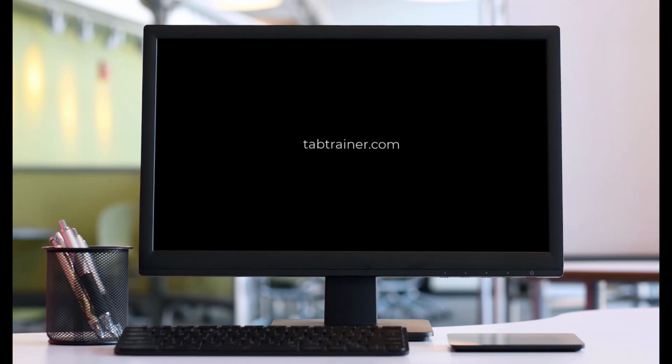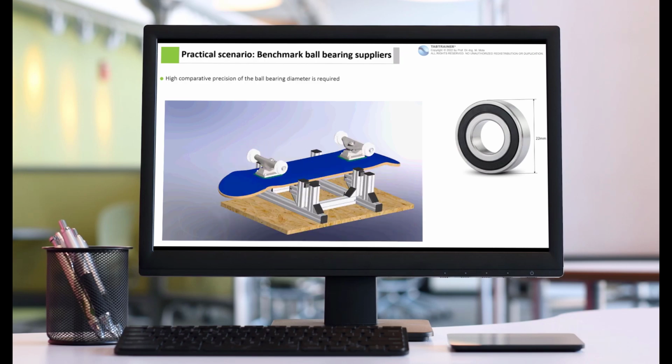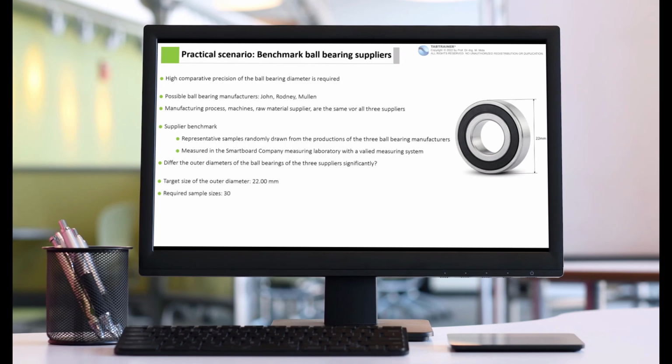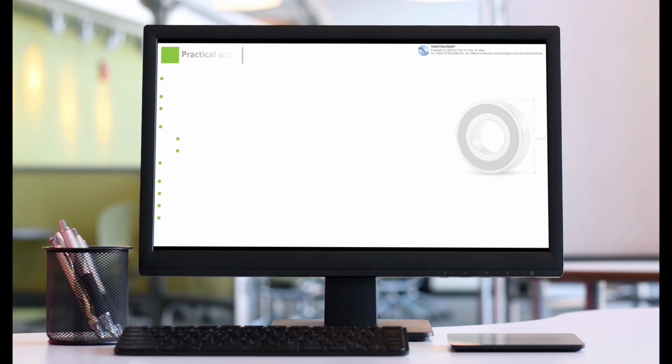The 11th Minitab tutorial is about the ball bearings used by Smartboard company for skateboard wheels. An important criterion for the fit is the outer diameter of the ball bearings. Smartboard company compares 3 new ball bearing suppliers for this purpose.